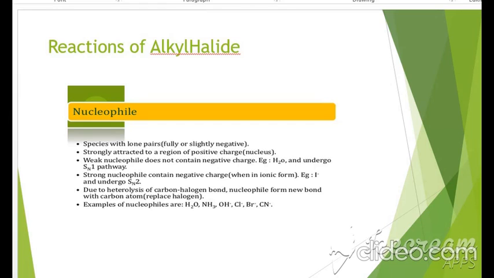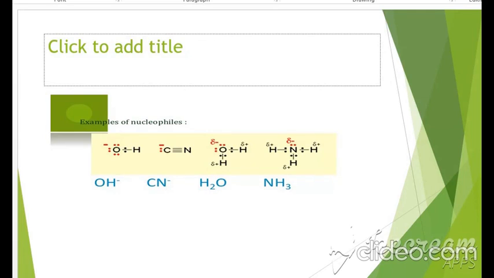I think you understand what a nucleophile is. Nucleus loving, which has a negative charge or a pair of electrons. It means it is rich in electrons and attracted towards the positive body. This is called a nucleophile. There are two types of nucleophiles. Number one, those which contain a negative charge, for example, OH, hydroxide ion, ethoxide ion, cyanide ion.